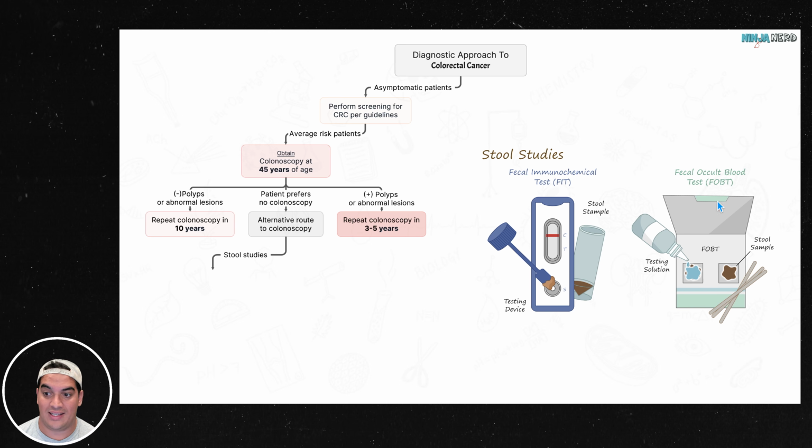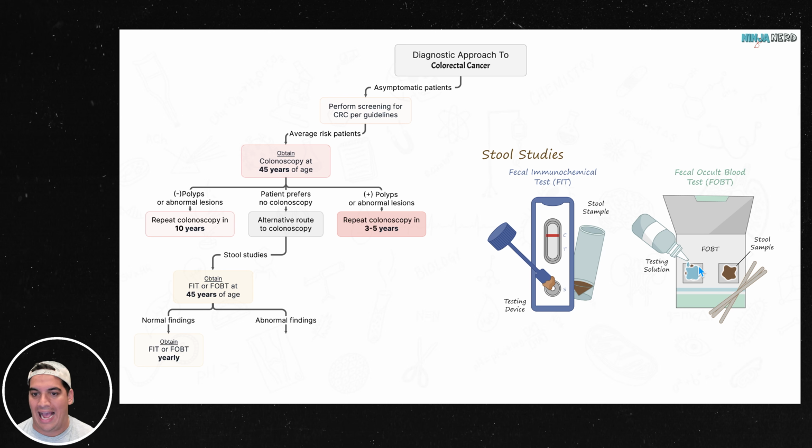A fecal occult blood test is another one. This one's way better. It's way more sensitive and specific. Fecal occult blood tests aren't bad, but you take the same thing, the stool sample, you put it in a testing solution and see if it comes back positive for blood. And so you can definitely do both of these. We say that you can do this at 45 if you're not going to do the colonoscopy. And if it's normal, you can just keep doing it yearly. Now, the moment that it comes back abnormal, you should then say, hey, this is concerning. We should go ahead and consider doing a colonoscopy, all right, to make sure that there's nothing there.